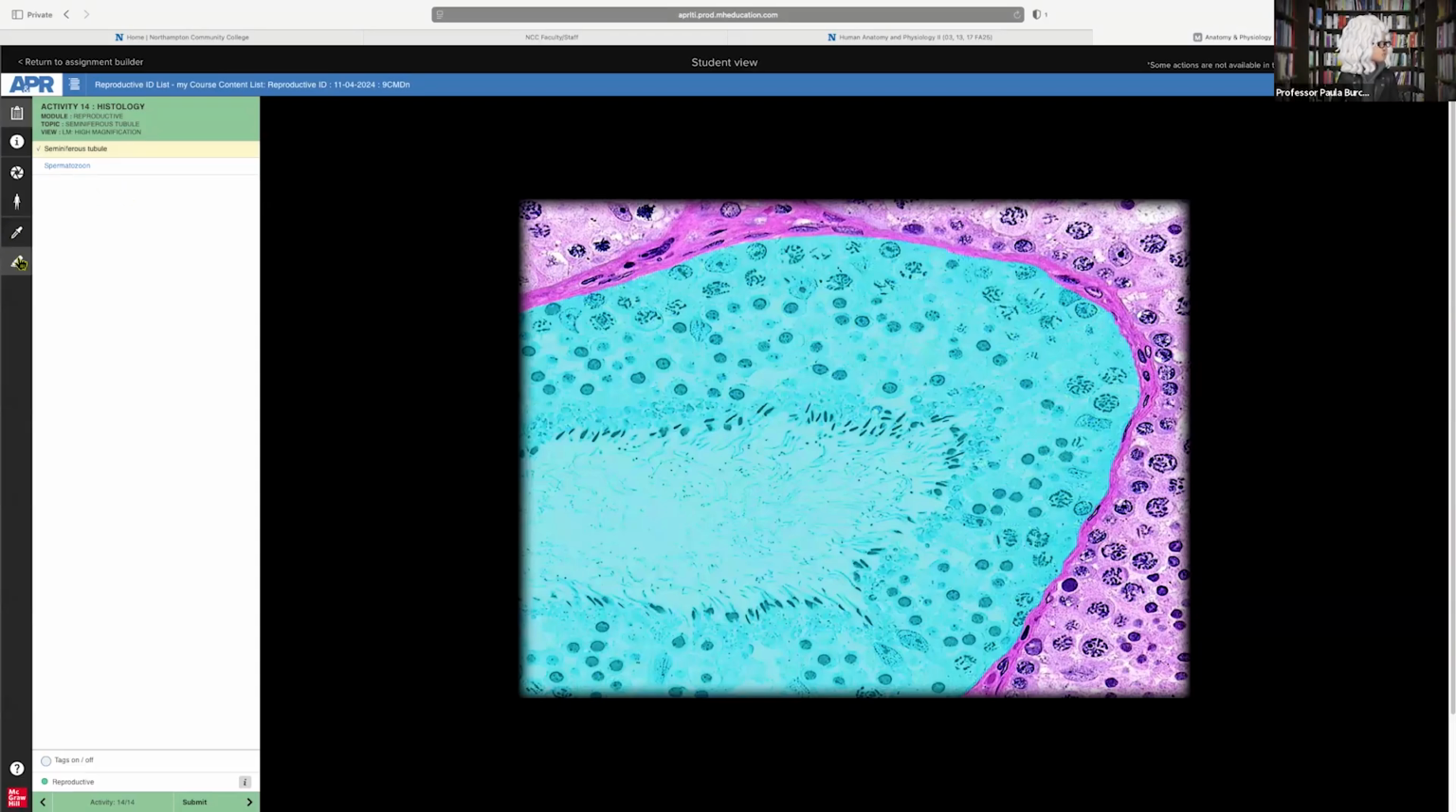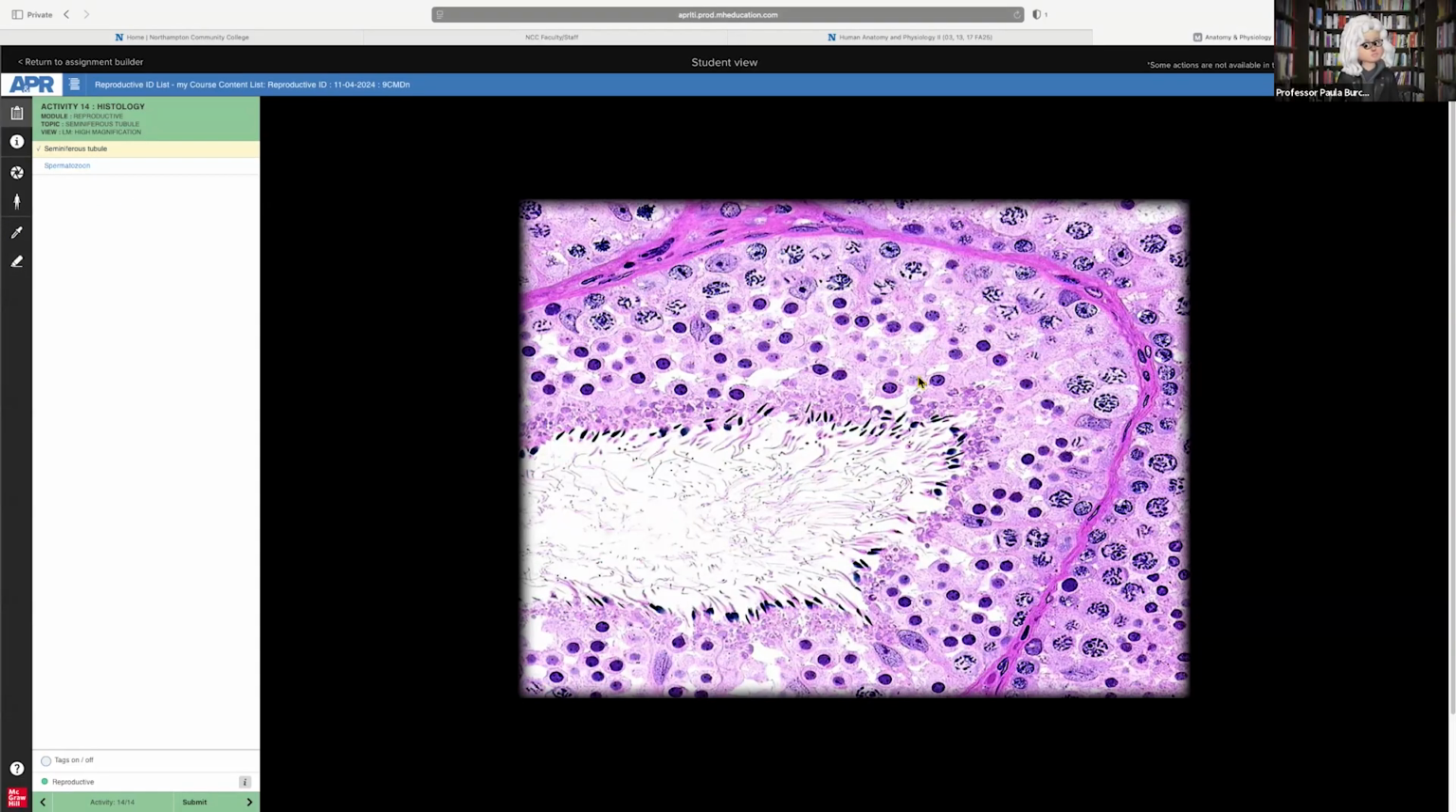And the wall of the seminiferous tubule is going to consist of germ cells. And these are cells that are undergoing spermatogenesis and are in different stages of spermatogenesis. As they move toward the lumen, here's the lumen, they will finally become sperm. So you're going to see sperm here, spermatozoan.